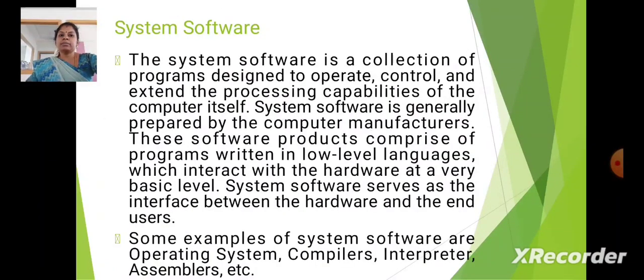System software is a collection of programs designed to operate, control and extend the processing capabilities of the computer itself. System software is generally prepared by the computer manufacturers. Some examples of system software are operating systems, compilers, interpreters, assemblers, etc.